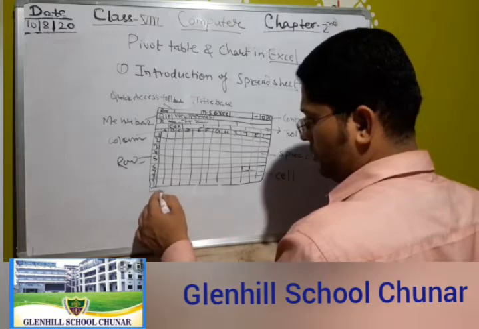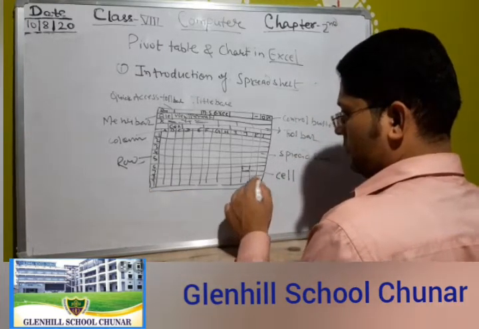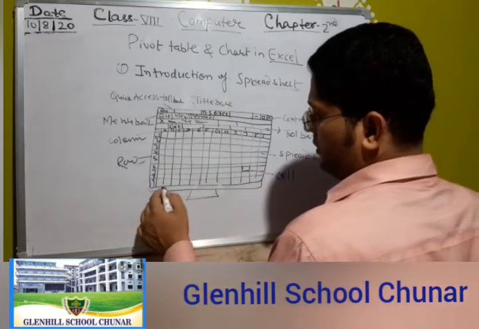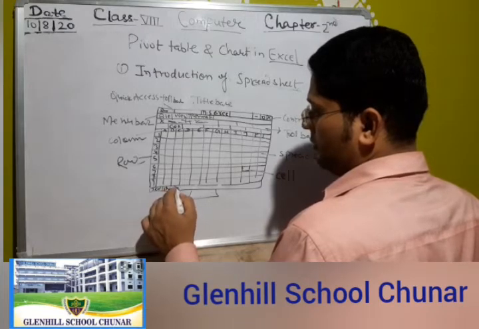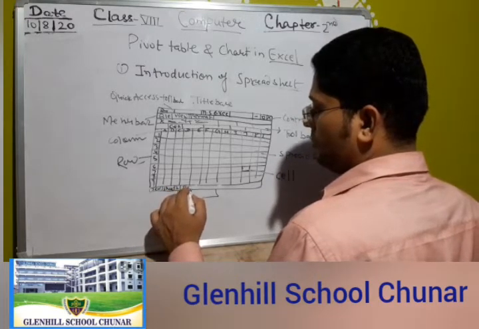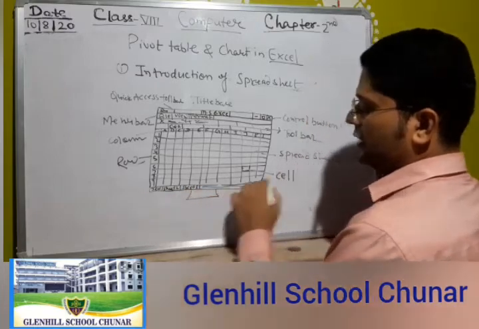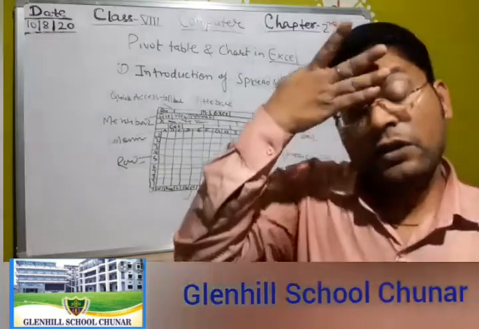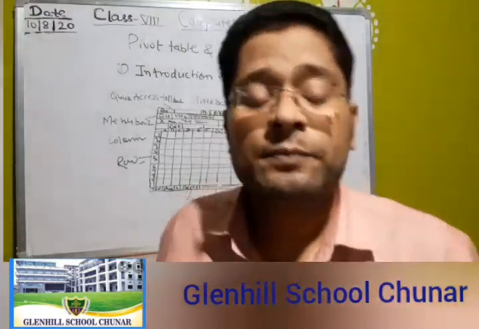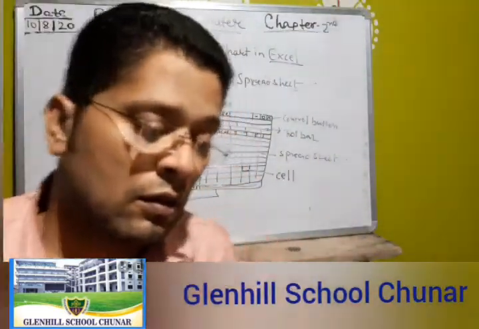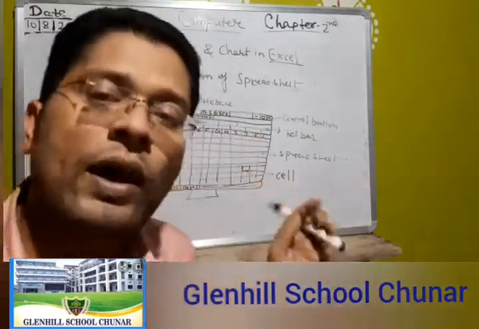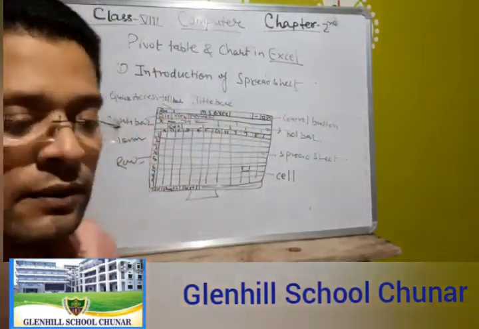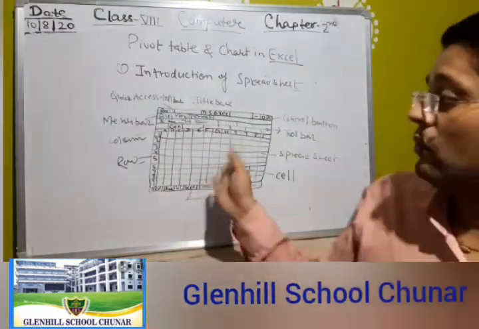And here are one line more: Sheet 1, Sheet 2, Sheet 3 and many more. So spreadsheet software allows users to organize data in rows and columns and perform calculations on data. Rows and columns collectively are called a worksheet.